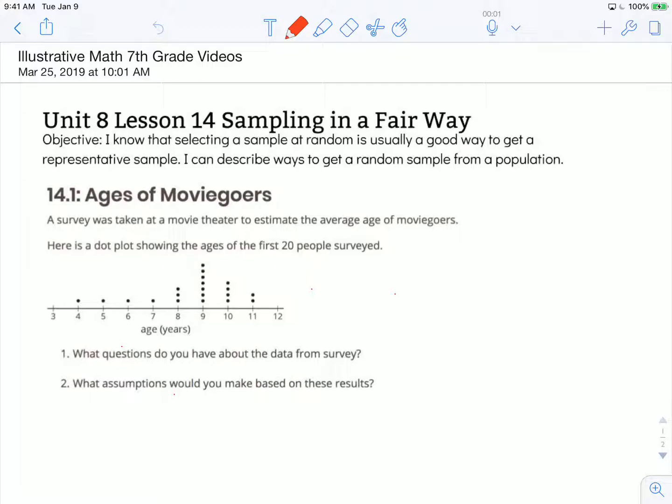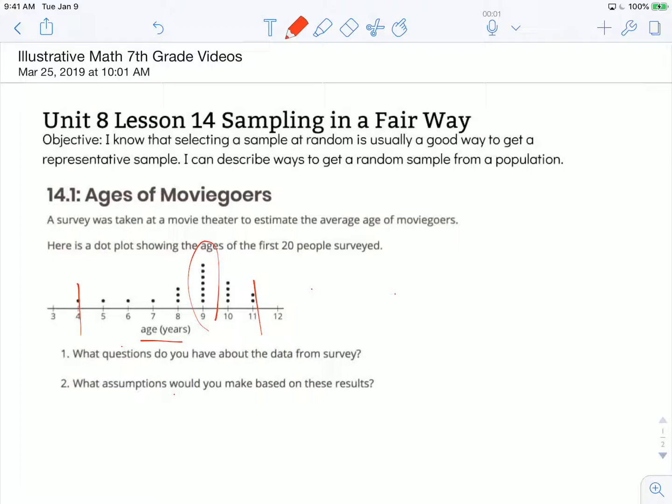So I'm going to look at this dot plot. I'll notice that what we're measuring is age in years, and you can see that the ages are between 4 and 11 years old, and yet we're at the movies. Most of the people that are there are 9 years old.